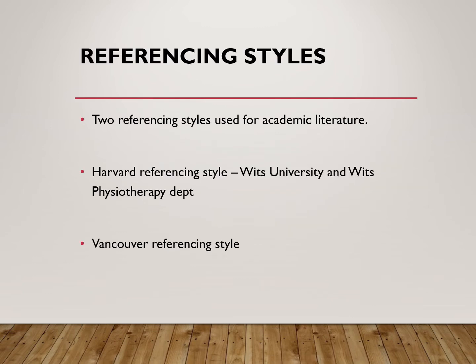There are two referencing styles that are used for academic literature. The first one is the Harvard Referencing System, and this system is used throughout Wits University and specifically within the Wits Physiotherapy department. This is also the referencing style that you will be expected to use effectively for the duration of your course with us. The other referencing style is the Vancouver referencing style, but we won't be discussing this further as it has no relevance to the duration of your course with us.